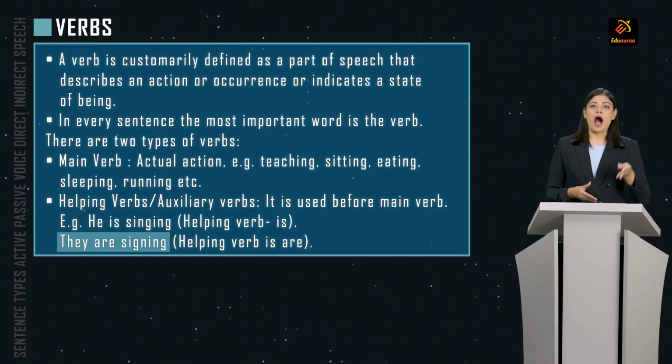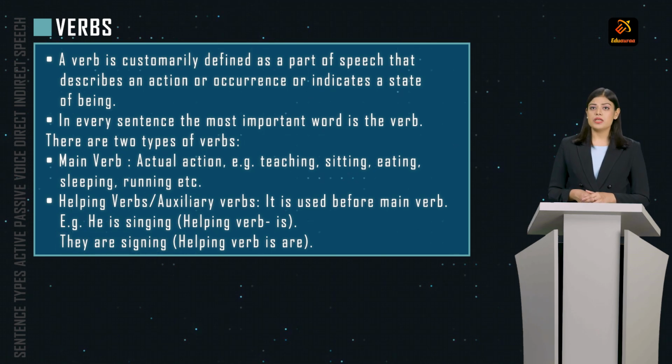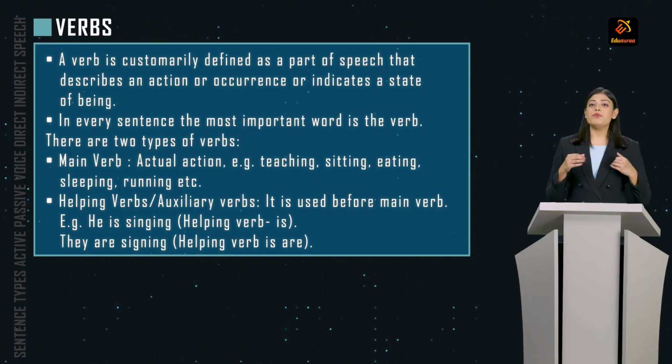Instead of was, let's say I write, they are singing. Now what is the are doing? Are is also a helping verb, but it is showing plurality. Instead of one person singing, now there are multiple people singing. That's what your helping verbs do. They will help you change the tense. They will help you change from singular to plural, plural to singular.